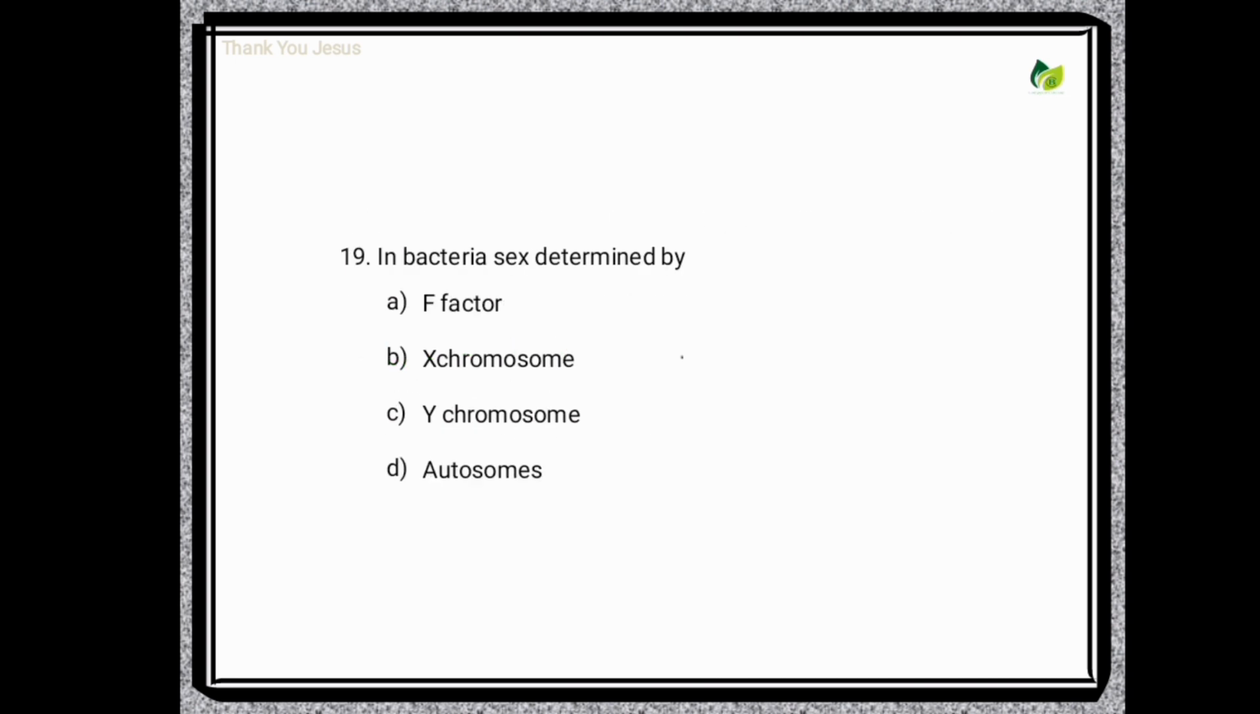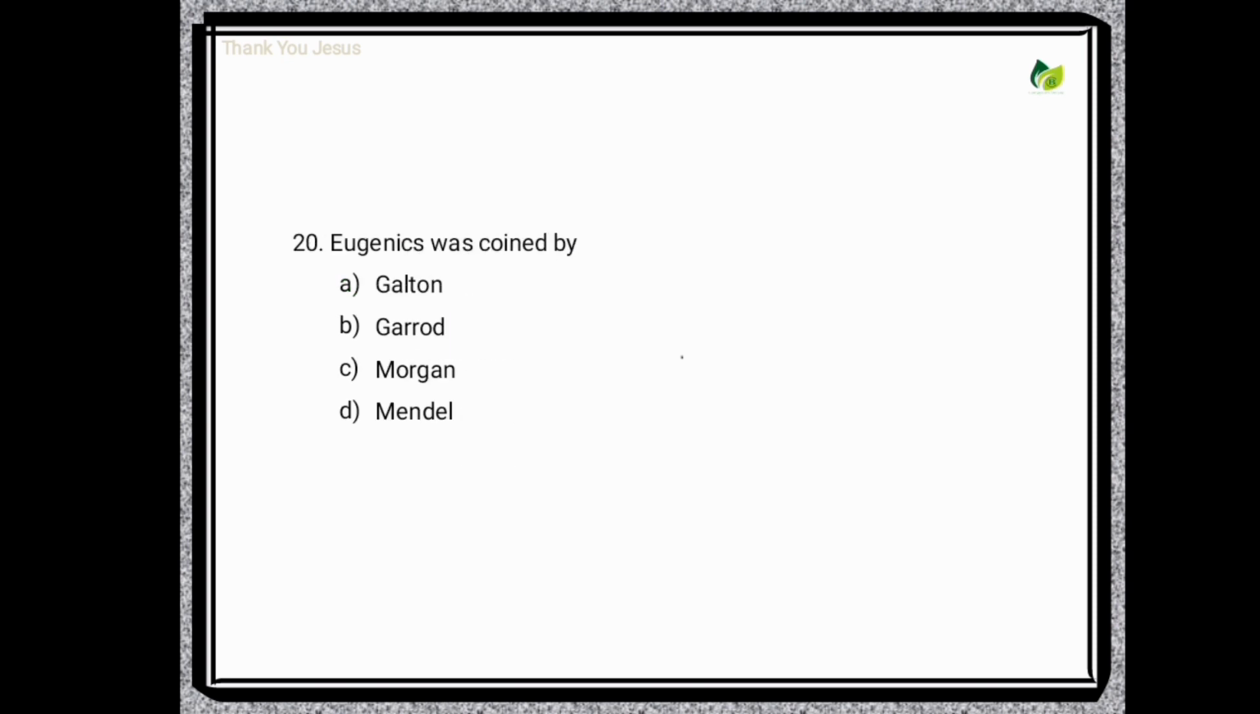In bacteria, sex is determined by, options are F factor, X chromosome, Y chromosome and autosomes. The correct answer is F factor, which determines the sex in bacteria. Let's see the next question. Eugenics was coined by, options are Galton, Garrod, Morgan, Mendel. The correct answer is Galton. Let's see the next question. Androsome in human being is, options are Y chromosome, X chromosome, autosomes, allosomes. The correct answer is Y chromosome.